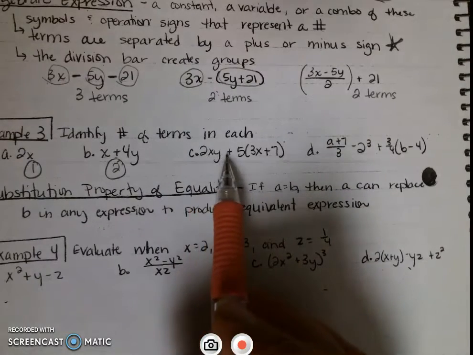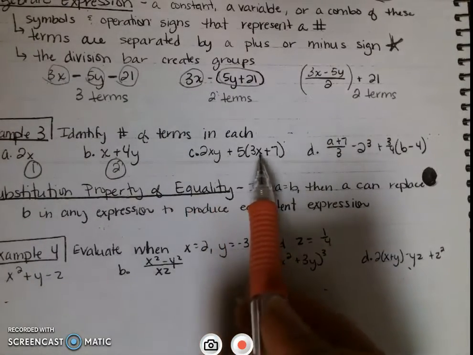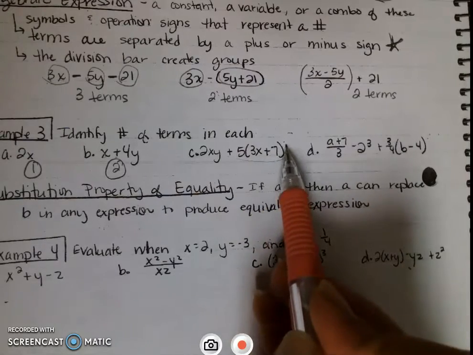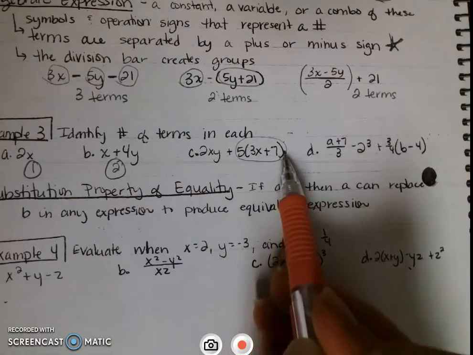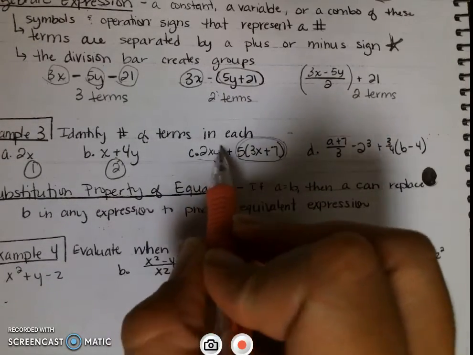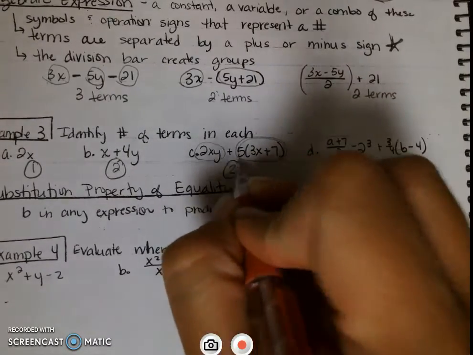C, we have a plus sign here, and we have a plus sign here, but it's inside parentheses. So all of this, 5 times the quantity 3x plus 7, is all 1 term. So C has 2 terms again.